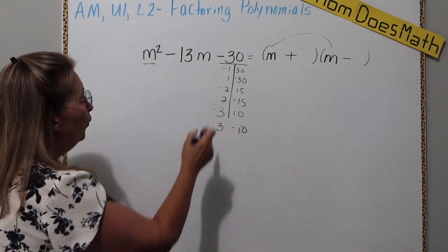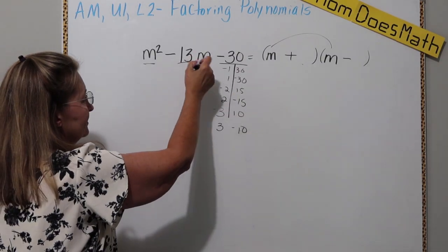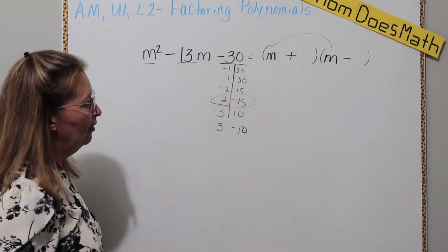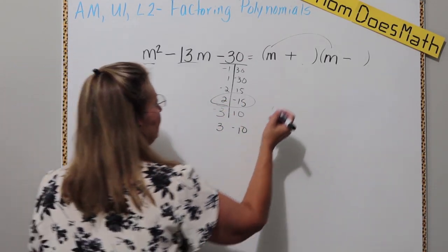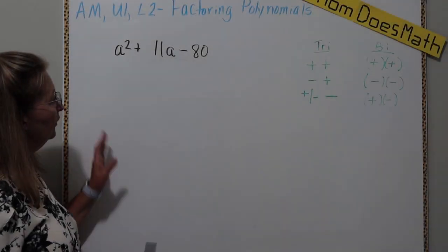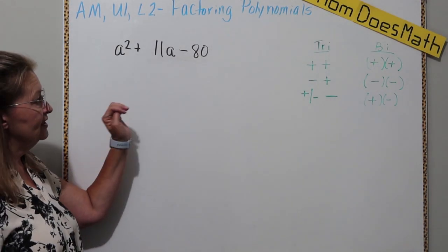Okay, so which of these pairs adds up to give you the negative 13? That one right there, positive 2 and negative 15. So we'll just put. Okay, let's move on to number 16 now.